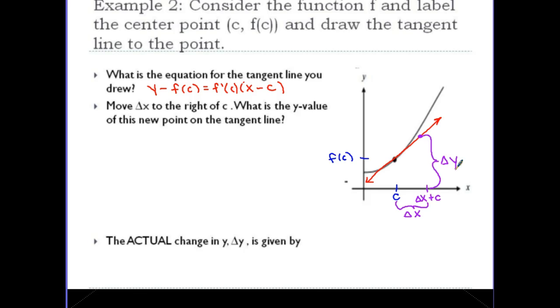We find the equation of the tangent line and plug in delta x plus c. Yeah, so we have the equation of the tangent line. Yep. So you plug in delta x plus c for all your x's.